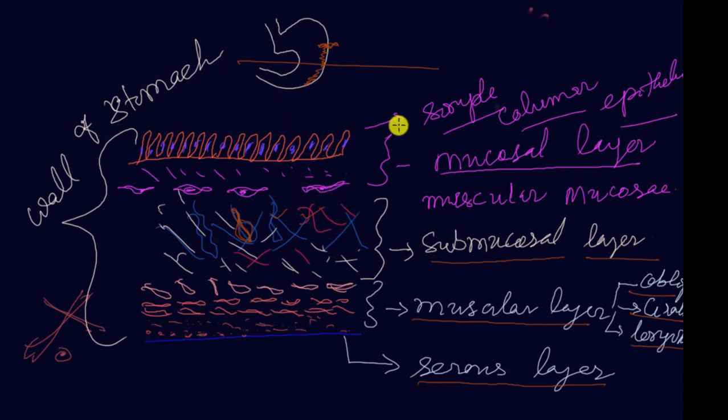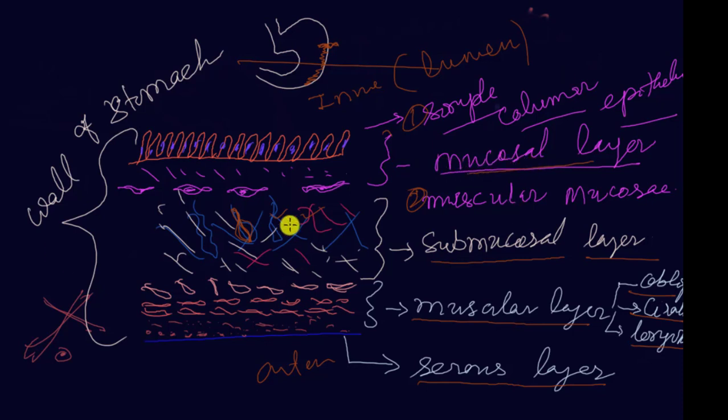Then just deep to that, this is the inner part, or you can say near the lumen, and this is the outer part. So the inner part is made up of your mucosal layer. This mucosal layer consists of your simple columnar epithelium along with the muscularis mucosae. These two structures make the mucosal layer, right?